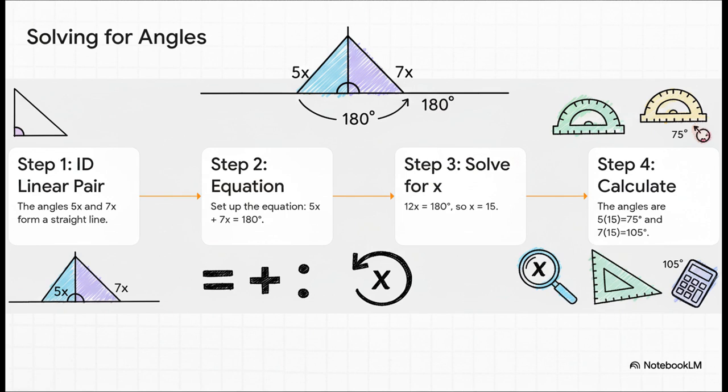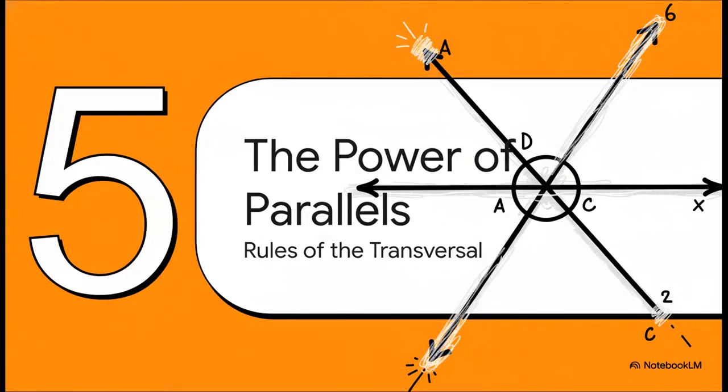So you just set up a simple equation. 5x plus 7x equals 180. That means 12x is 180, so x has to be 15. Then you just plug that 15 back in, and you find out the angles are 75 and 105 degrees. See? Easy.